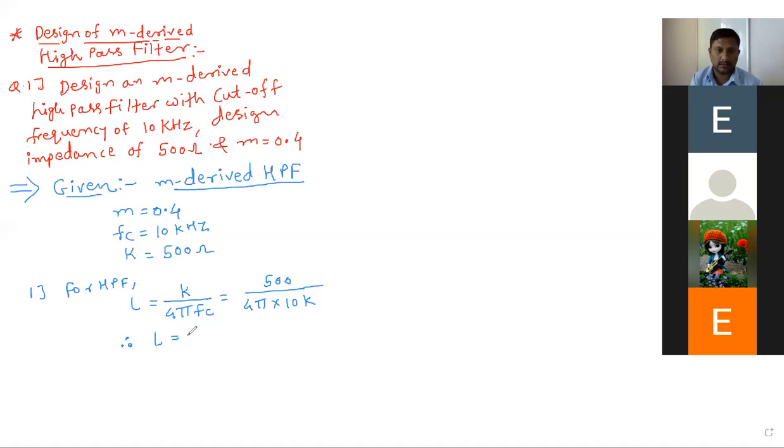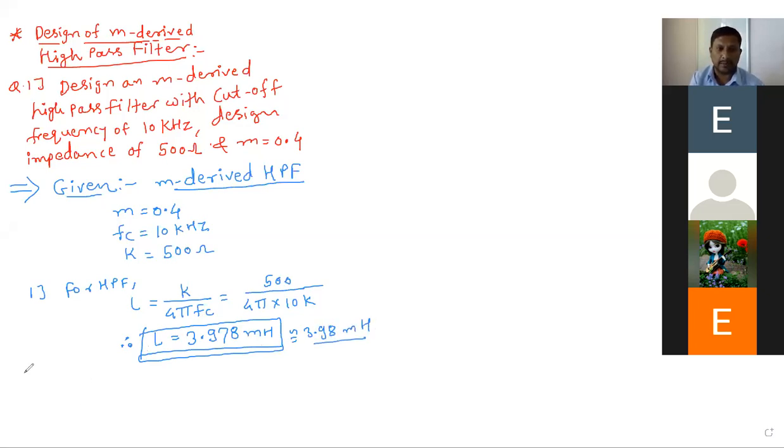3.978 millihenry. Yes, 3.97 or 3.98 is also okay. 3.978 millihenry. 3.98 is also okay. Now 3.978 or nearly equal to 3.98 millihenry.